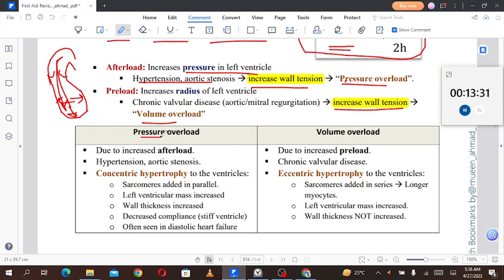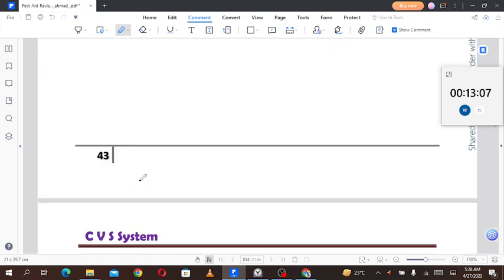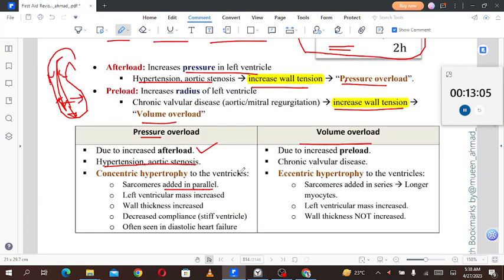Now let's talk about pressure overload and volume overload separately. So the pressure overload due to increased afterload, that is maybe hypertension or aortic stenosis or something else, which is increasing the total peripheral resistance and increasing the demand of the heart, increasing the afterload. Hypertension and aortic stenosis cause concentric hypertrophy of the ventricles, sarcomeres are added in parallel. That is such a beautiful and important concept. I guess there's a picture. Oh yes, there's a picture. We'll see that later on.